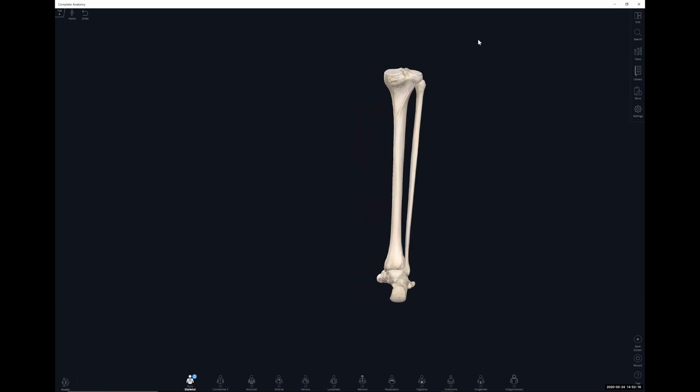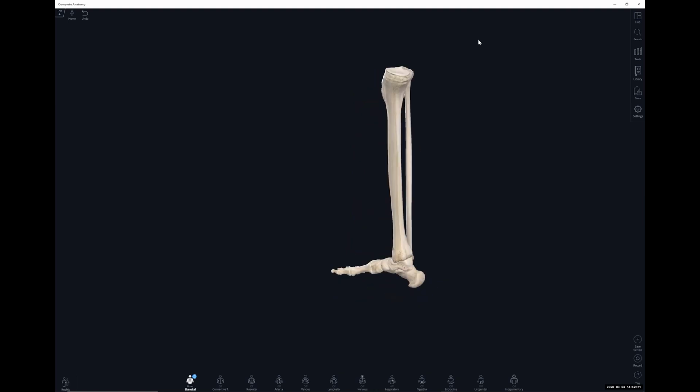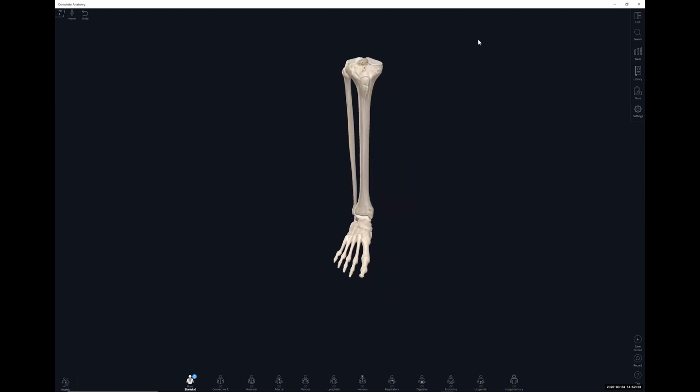So the last lecture that we'll do as far as an overview is extend beyond just the tibia and the fibula and look down to the foot. And that will be our next video.